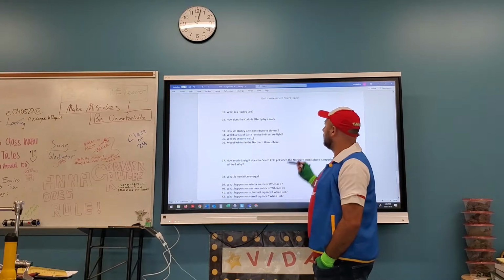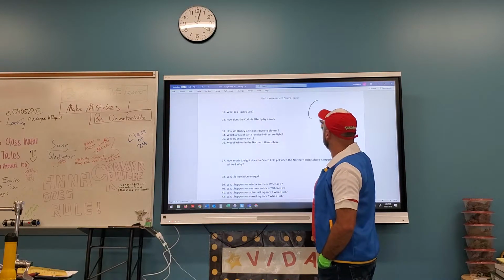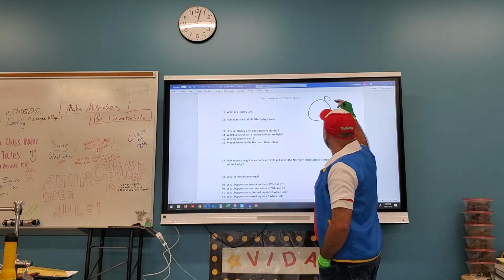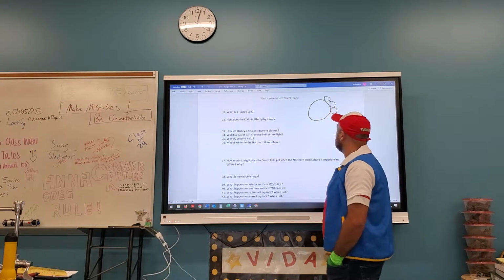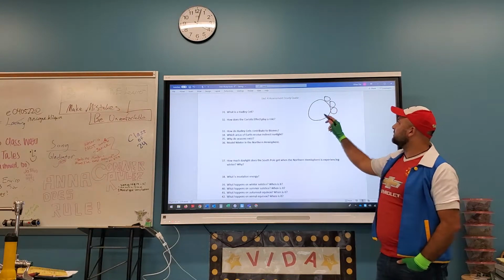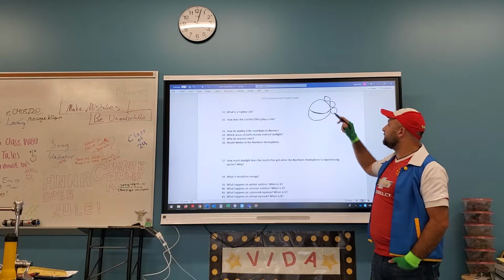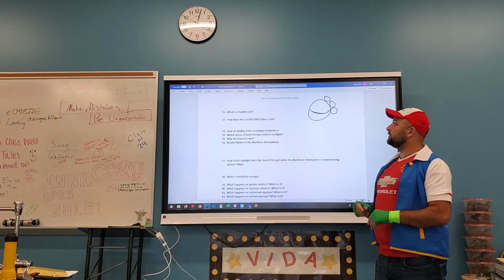All right. What is a Hadley cell? Hadley cells are these little convection currents in the Earth's atmosphere. Polar cells, Hadley cells, and I forget what the other specific name was. But there's about 3 per hemisphere.